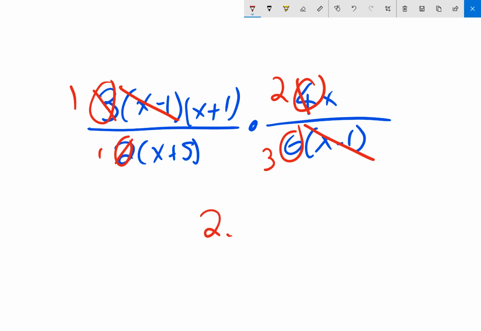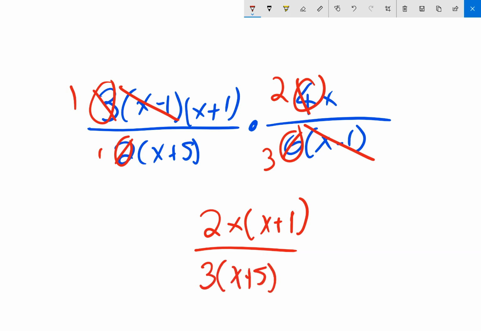So on top, we'll have 2x, because that x is still there, x plus 1. And then on the bottom, we'll have the 3 and x plus 5. Did I do something wrong? I think I wrote something down wrong. Is that my answer choice? It's not. Hold on. I've got to figure out what I did wrong. So let me work this out one more time because maybe you guys saw it, but I didn't see it.